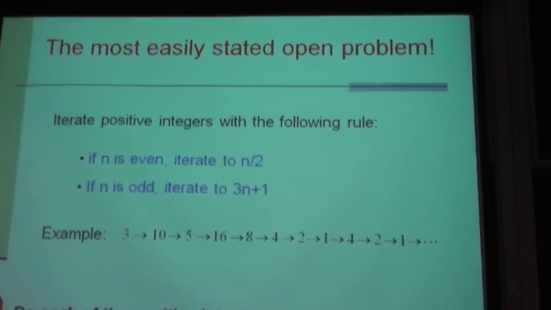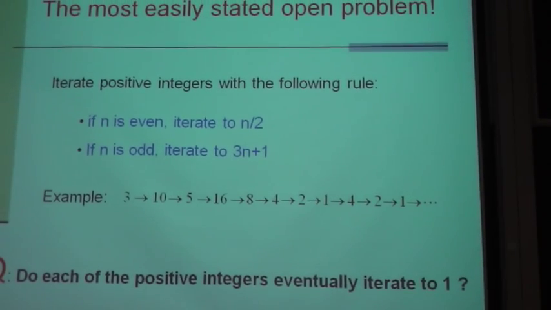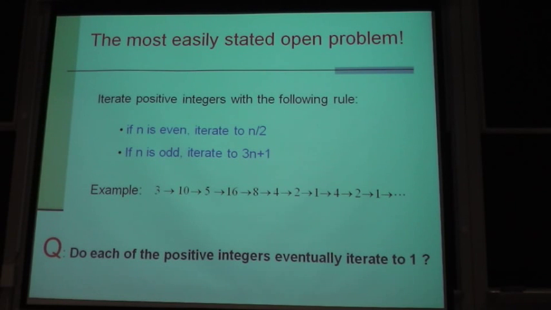So the question is, do each of the positive integers eventually iterate to 1? That's the problem. I've explained it to each of my children when they were 7 or 8 years old. They worked on it for about a day and moved on. I haven't moved on. And I'll say something about the history of this problem as well.